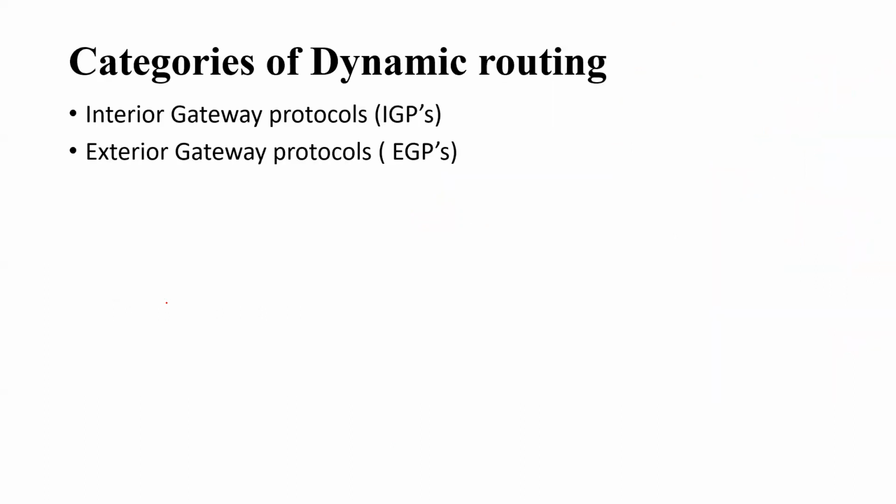So we have two types of dynamic routing protocols. One is interior gateway protocols and the other is exterior gateway protocols. The name itself defines it. Interior means inside the network, internally. Exterior means out of the network, outside of the network.